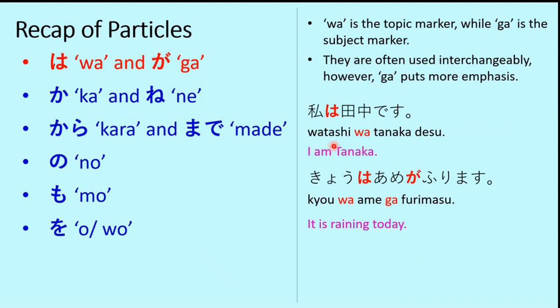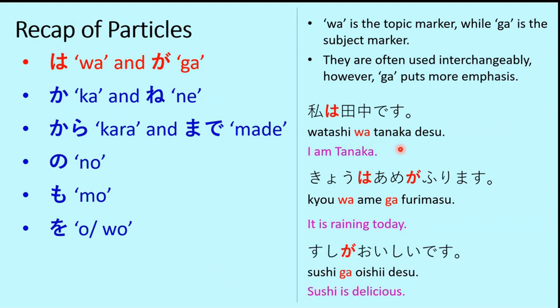So here watashi is both the subject and the topic. So you can use wa. Sushi ga oishi desu. Sushi is delicious. So here you can use either wa or ga. But here ga is preferable because it gives more emphasis to the tasty nature of sushi.